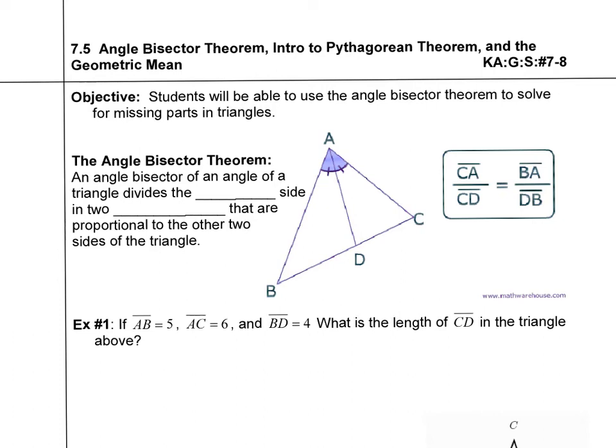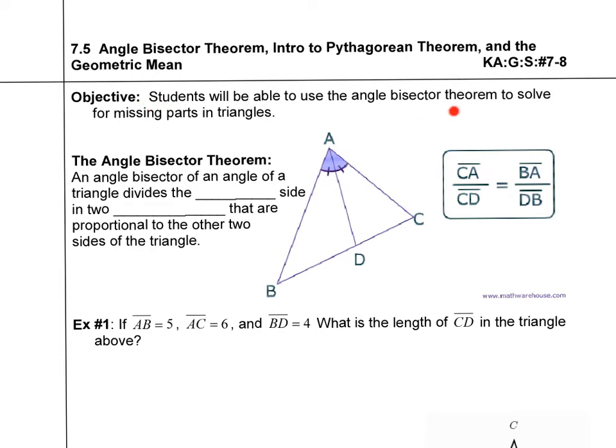All right, 7.5. This has got a lot to it, so I'm going to separate it into two videos. We'll have an A and a B. The first video, we will do angle bisector theorem and intro to Pythagorean theorem, and then the second video will be all about the geometric mean. So, a lot of fun stuff to talk about here.